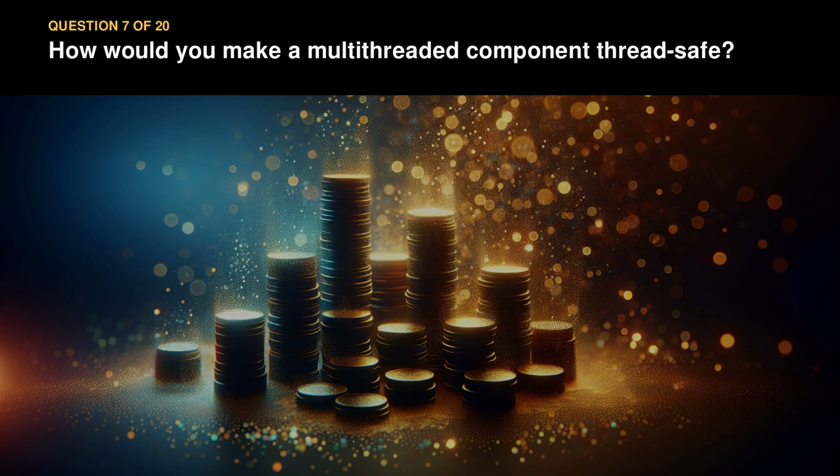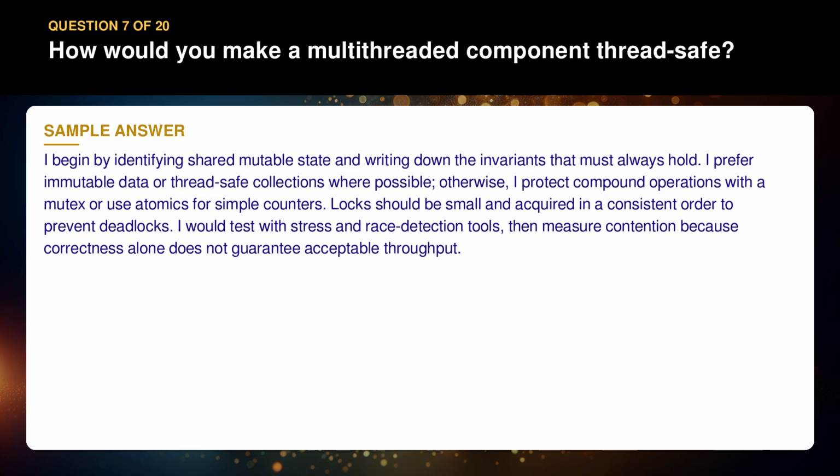Question 7. How would you make a multi-threaded component thread safe? I begin by identifying shared mutable state and writing down the invariants that must always hold. I prefer immutable data or thread-safe collections where possible.